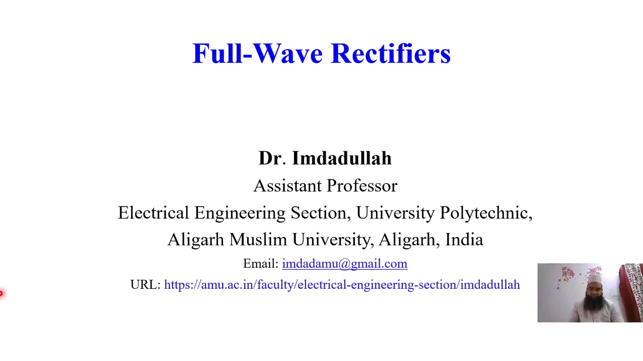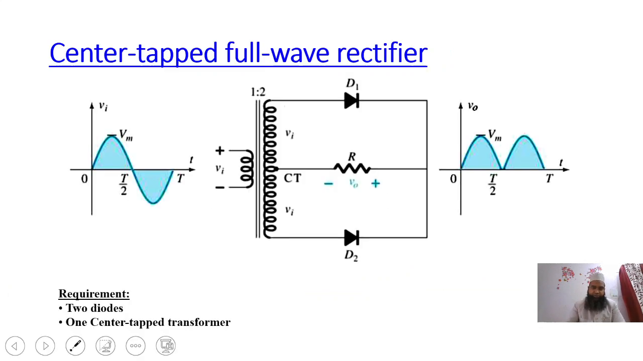Dear students, in this class we are going to discuss full wave rectifiers. First we take the center tap full wave rectifier. This is the circuit of the center tap full wave rectifier. In this, a center tap transformer is used along with two diodes D1 and D2. It converts both positive and negative, that is, the full cycle, into DC. That's why it is called a full wave rectifier.